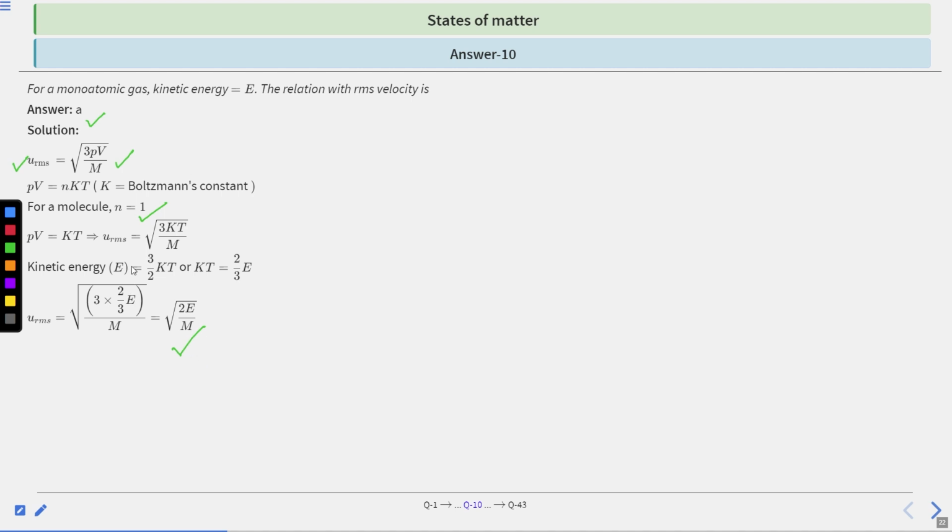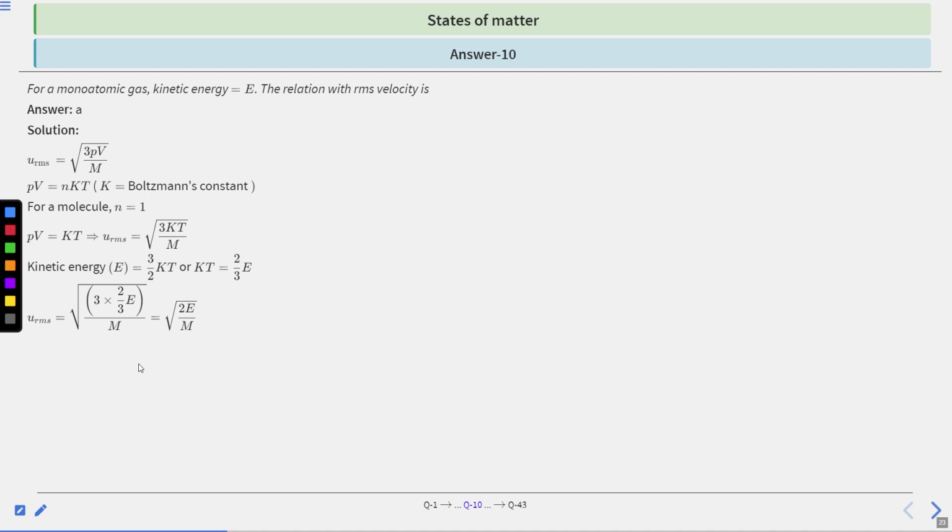So we rearrange the equation. Left hand side, right hand side: we take the 3 by 2 to the left hand side, and KT will become 2 by 3E. That's why the RMS velocity we get will come out in E terms like this. So the answer will be under root 2E by M, and hence option A is the correct answer.